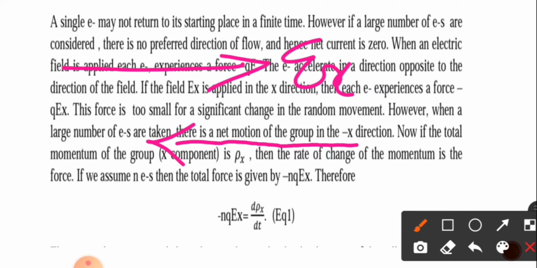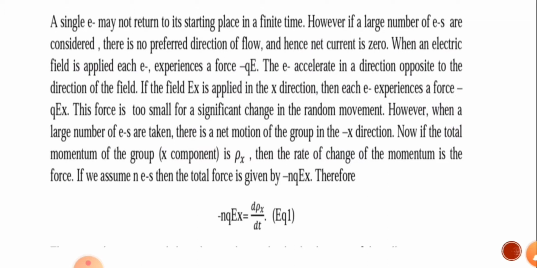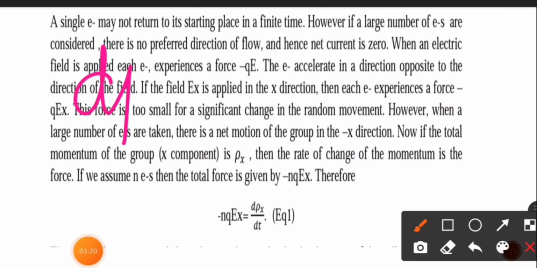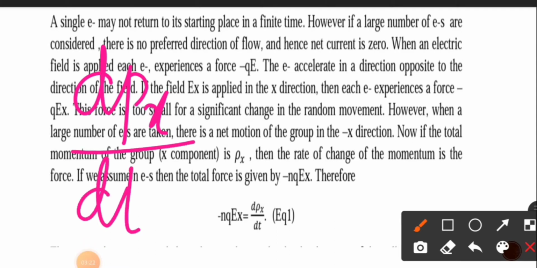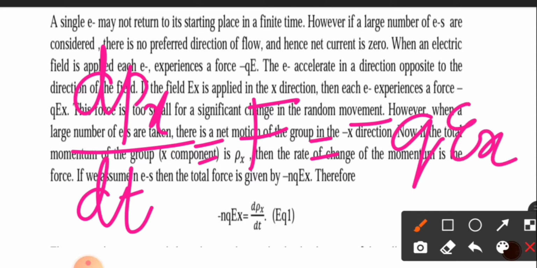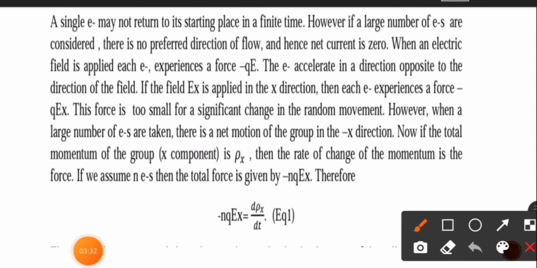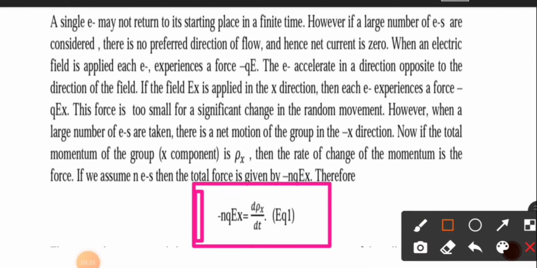Now, if the total momentum of a group of n electrons is px, then the rate of change of momentum is the force. We have studied in physics that the rate of change of momentum, dpx with respect to time dt, is nothing but force. For an electron, force is minus qEx, as given in this equation. The rate of change of momentum dpx by dt is the force, that is minus qEx. For a single electron, it is minus qEx. For n electrons, it is minus nqEx, where n is the number of electrons.